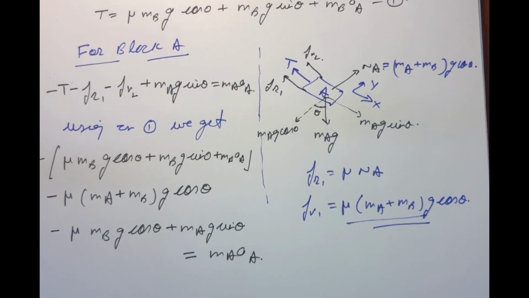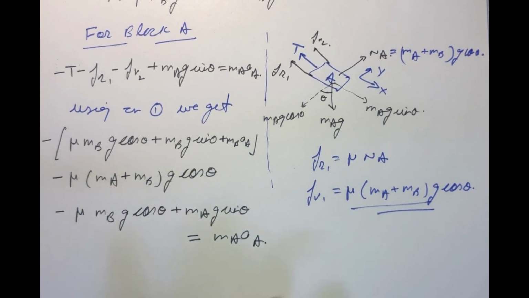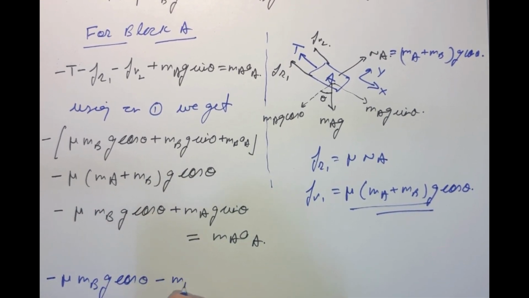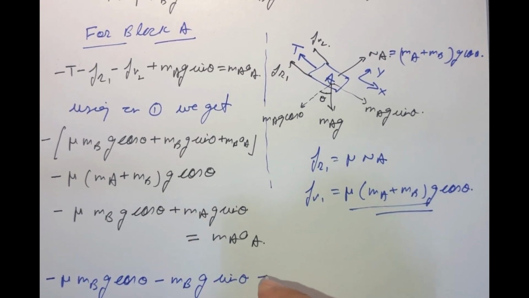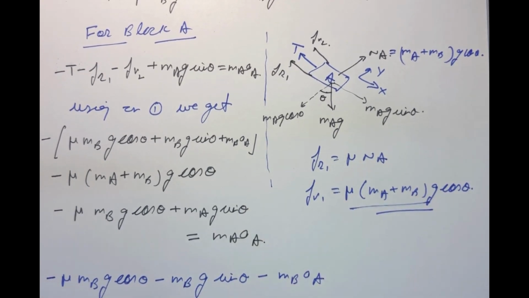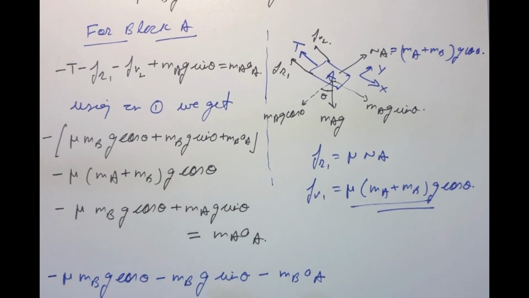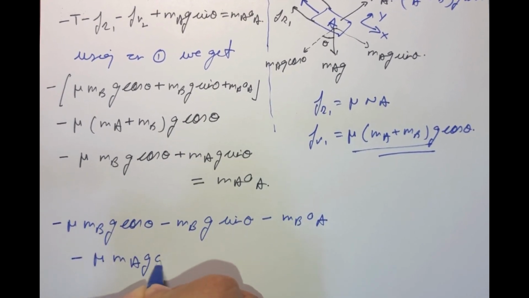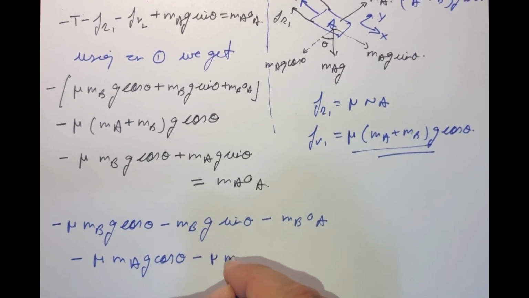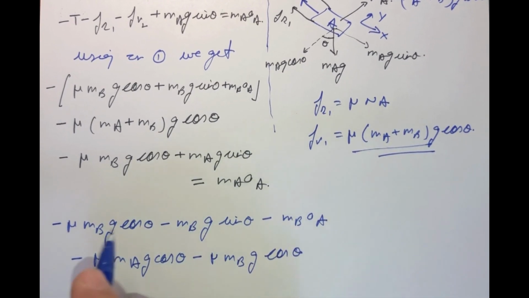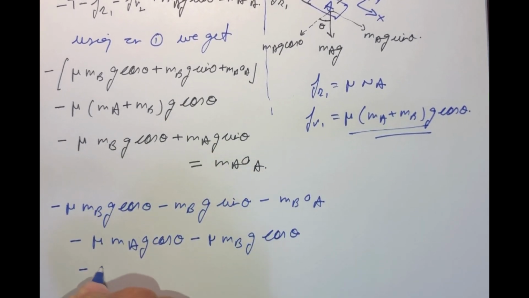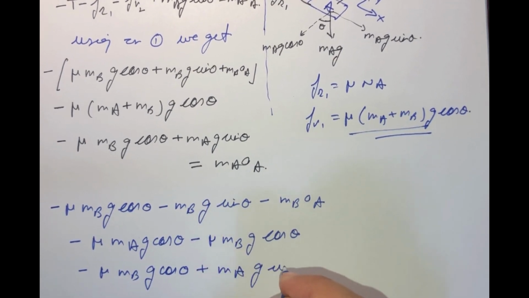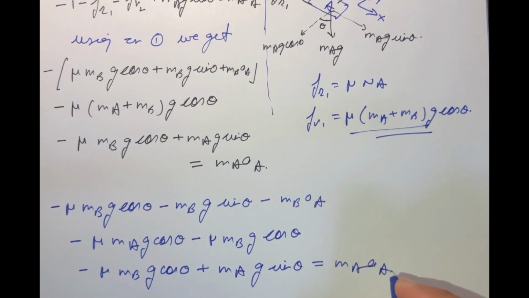We open the bracket, so this will be coming as minus mu mb g cos of theta minus mb g sine of theta minus mb a, and we open the lower one and we get this as mu MA g cos of theta minus mu MB g cos of theta, and we get the last one, minus mu MB g cos of theta plus MA g sine of theta is equal to MA into a.